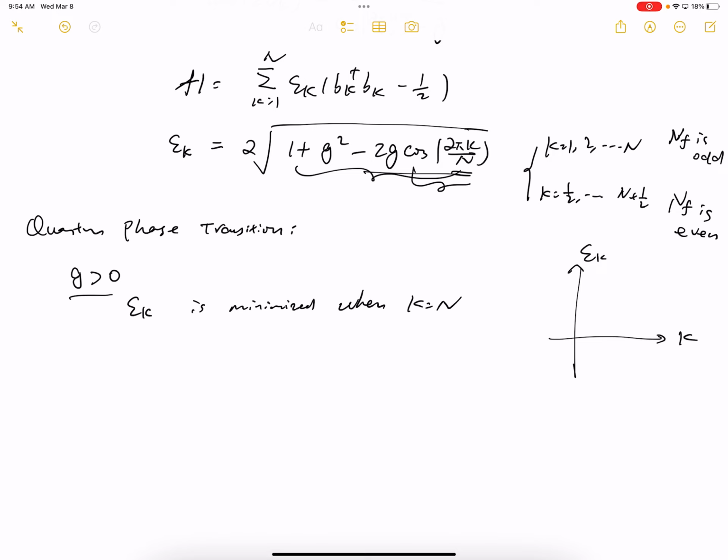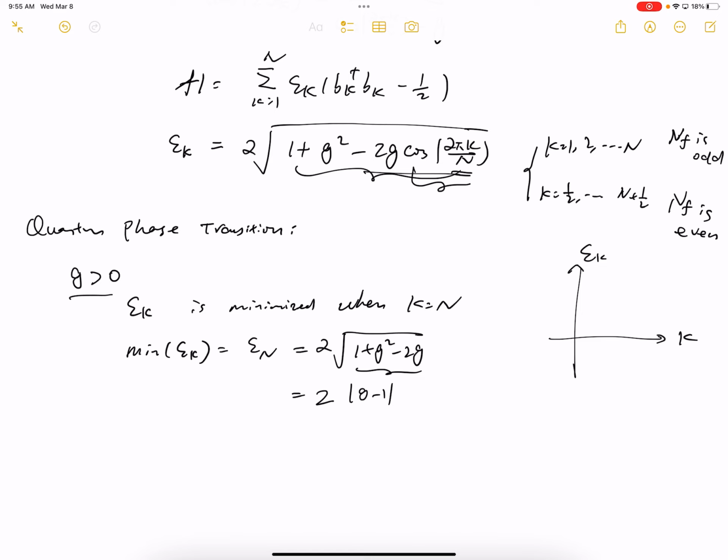But it's very similar. So in this case, the minimum value of epsilon k, which is also equal to epsilon n, is just going to be 2 square root of 1 plus g squared minus 2g, right? And we know that this can be simplified. This whole thing here is basically just g minus 1. I have to take the absolute value of that because I'm taking the square root, right? So g could be smaller than 1. So that's the expression. This is where the bottom actually lies.